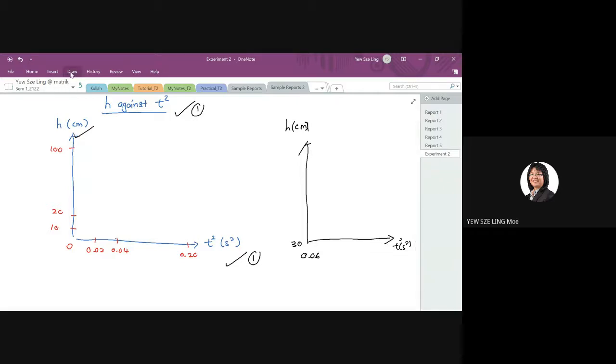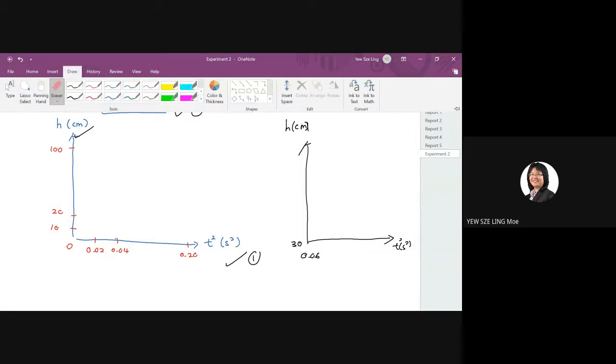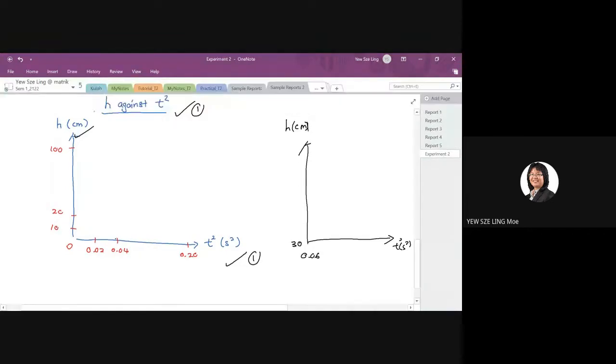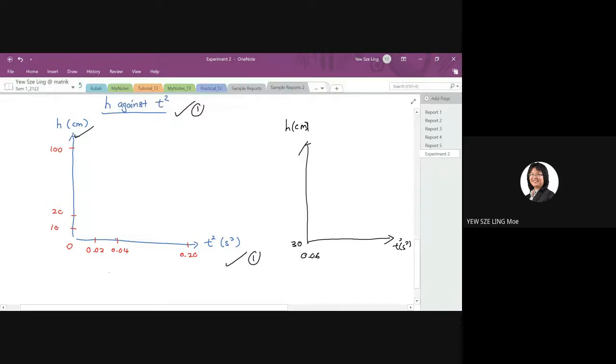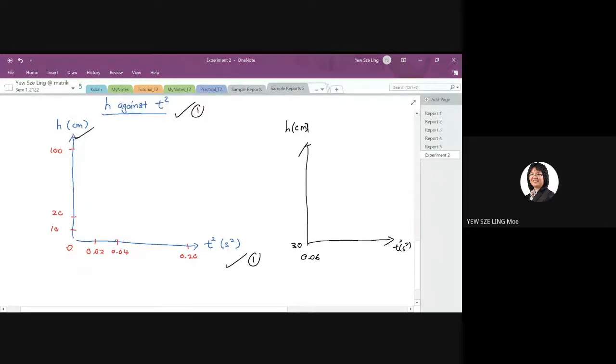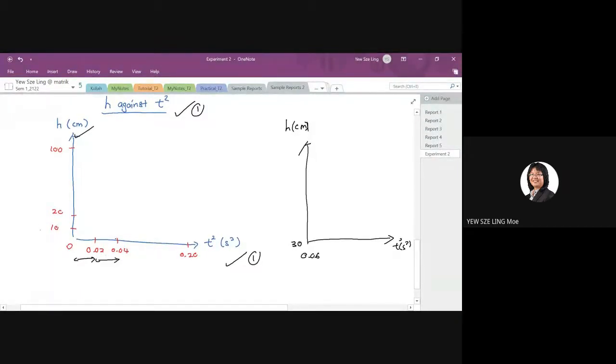So the black color graph is just another option for you in case your graph cannot start from 0. Once you have all this scale, we call it a suitable scale. So how do we know whether it's suitable or not? It means the interval. First, the interval must be equal for the x-axis and also for the y-axis.